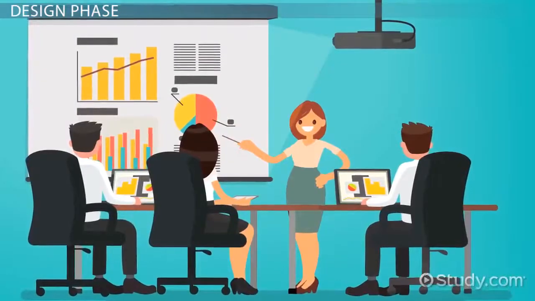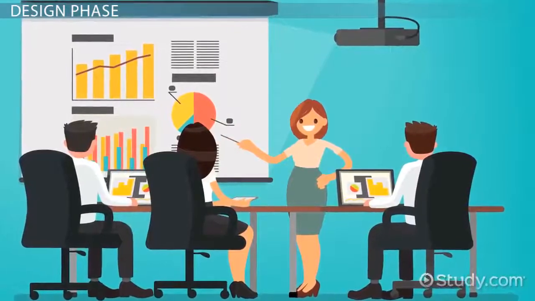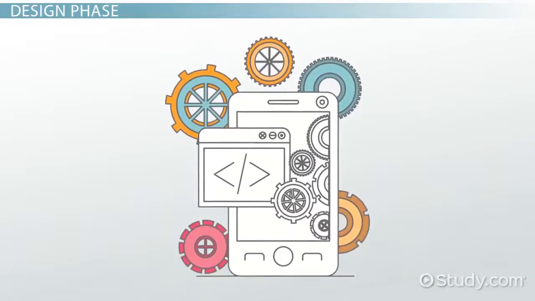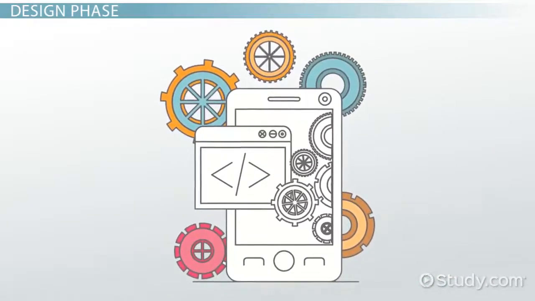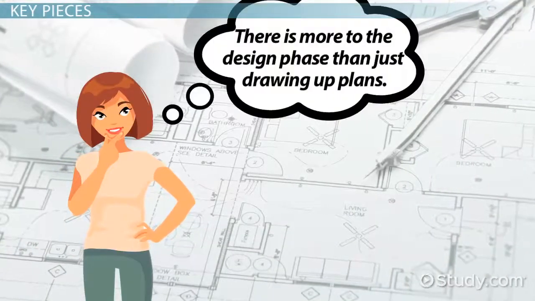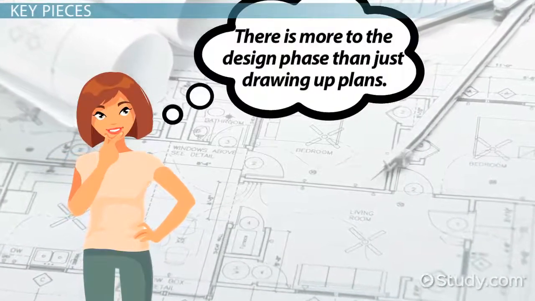Data is formed into charts, and the design team uses those charts to decide the best way for the data to move and be stored. All of the components and security pieces of the system are also determined during the design phase. Marge realizes that there is more to the design phase than just drawing up plans for the new system.